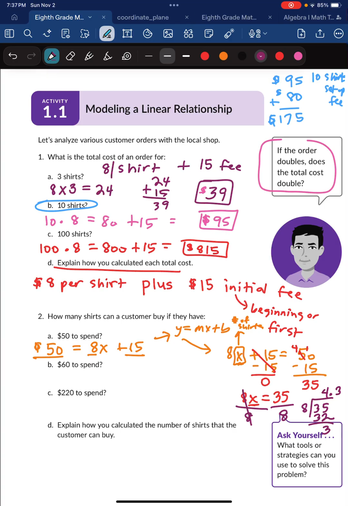No, I can't. So with $50, I'm only going to be able to buy a total of 4 shirts because I can't buy a third of a shirt. So I can buy 4 shirts for $50. Okay? Just want to make sure you can think about that and that makes sense to you. And then we're going to do this one with 60 together. And then I would like for you to pause the video and do the 220 by yourself. And then you can come back and see if you solved it correctly.